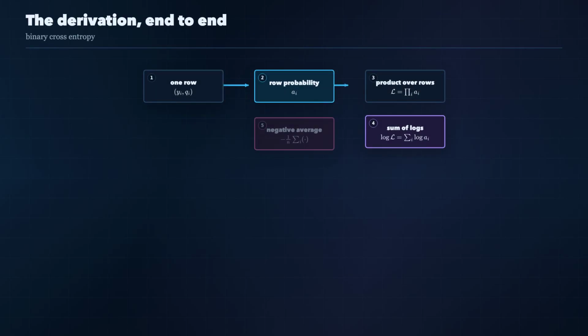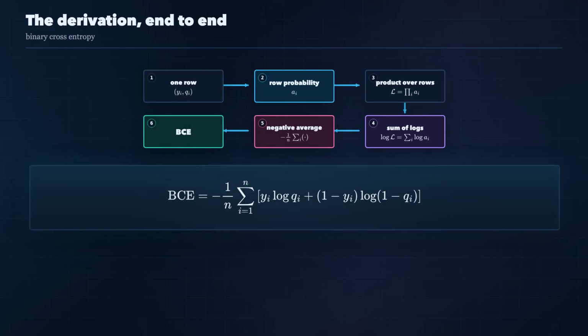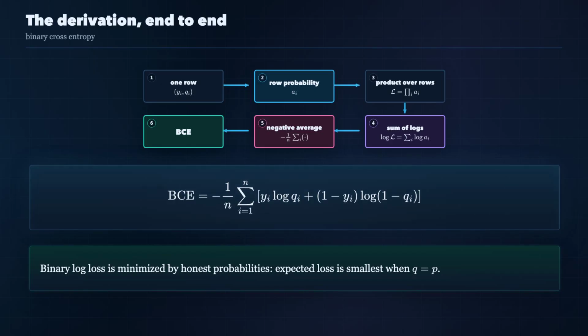That is the derivation. One row gives the probability assigned to the truth. Many rows give a product. The logarithm turns the product into a sum. The negative average is binary cross entropy. In expectation, the loss is minimized when Q equals the true probability.